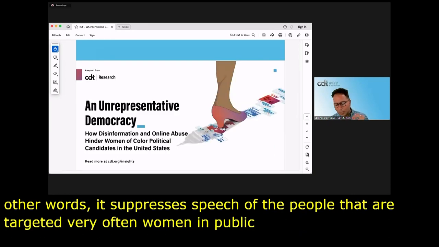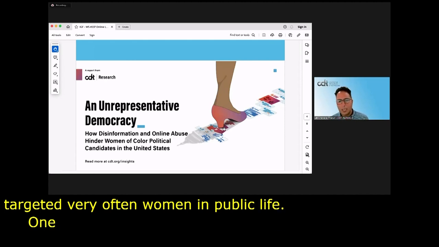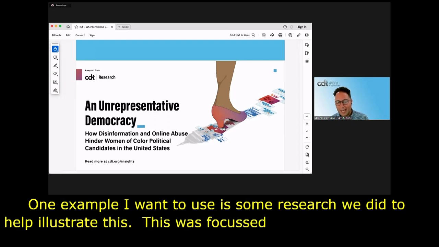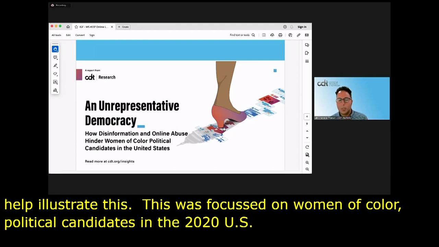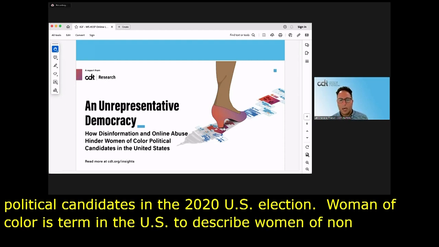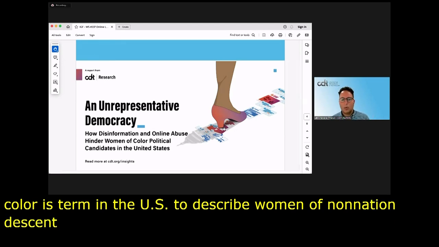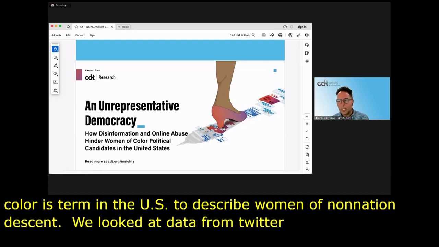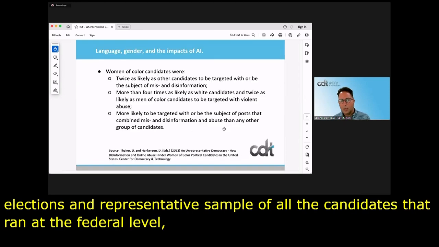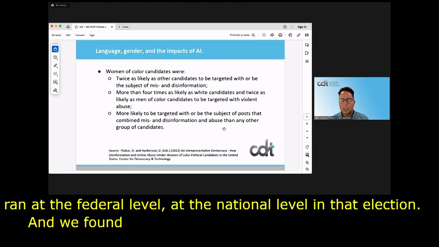One example I want to use is some research that we did to help illustrate this. This was focused on women of color political candidates in the 2020 US election. Women of color is a term used in the US to describe women of non-European descent, so Asian American women, Latina women, African American women, and others. We looked at data from Twitter during the 2020 elections, and we looked at a representative sample of all the candidates that ran at the federal level, at the national level, in that election. And we found a couple of things with regard to women of color candidates.